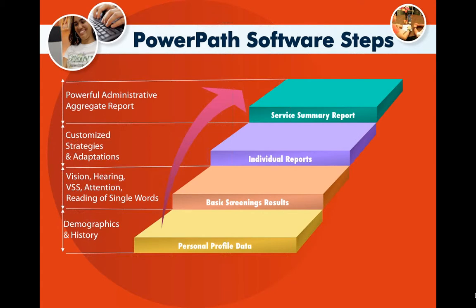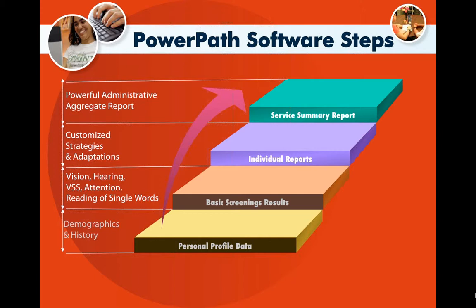There are four main sections to the PowerPath software process. First, you must enter some personal profile data, which includes demographic and learning history information. Next, you'll have to enter the results of the basic screenings. These include screenings for vision, hearing, visual stress, and attention. You will also be asked to enter a reading of single word score.